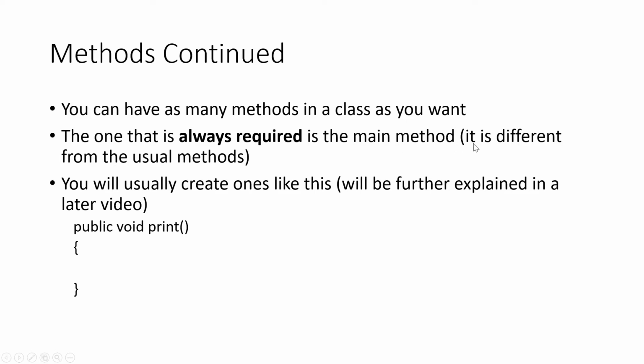The main method is different from the usual methods. So when you create Java applications in the future, you will usually create ones like this. It'll be further explained in a later video. So you're going to be creating methods like this: public void print. Then you're going to have the curly braces. The parentheses contain your parameters. These define your method.